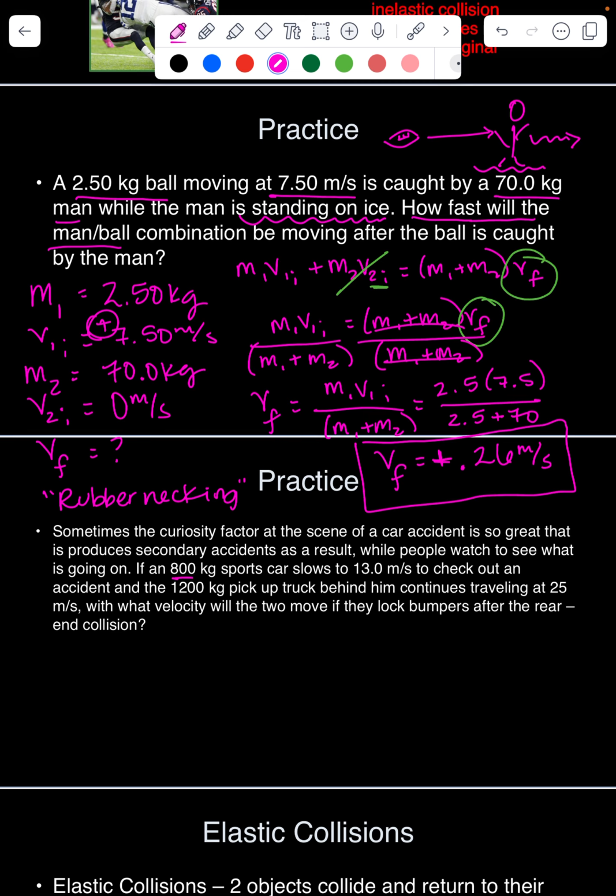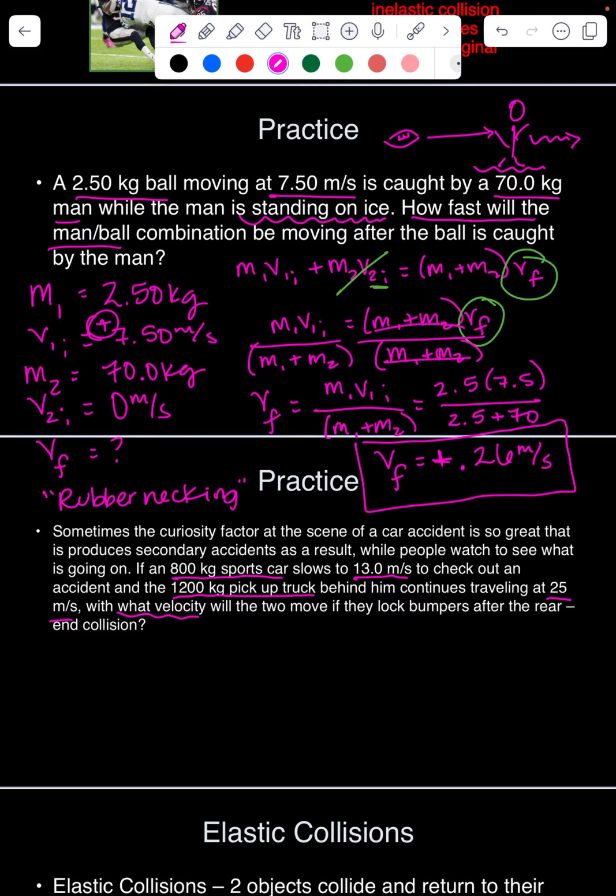So if we have an 800 kilogram sports car that has slowed down to 13 meters per second to check out an accident, and the 1,200 kilogram pickup truck behind it continues traveling at 25 meters per second, with what velocity will the two move if they lock bumpers after the rear end collision?